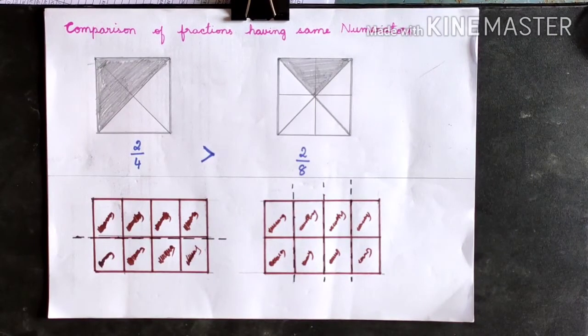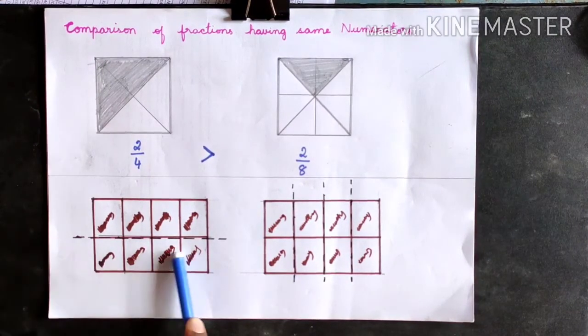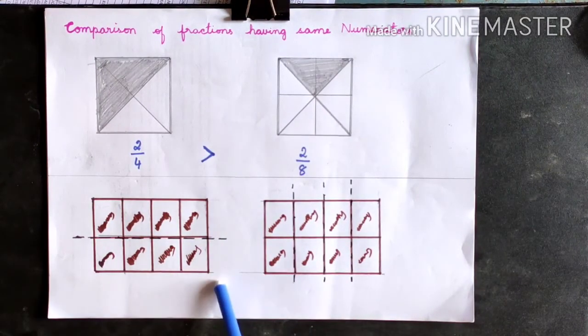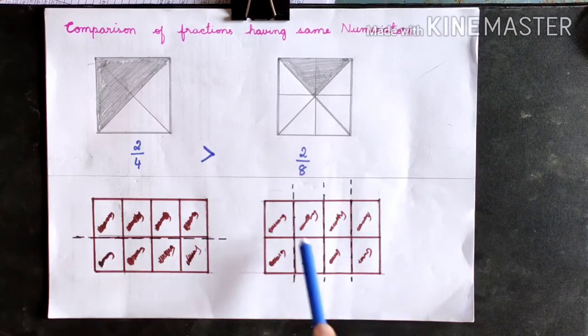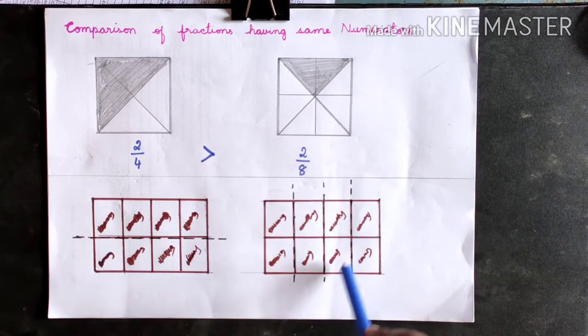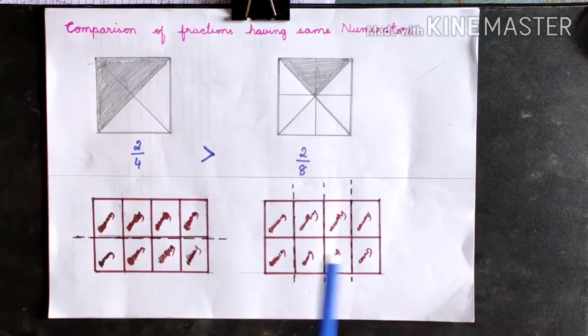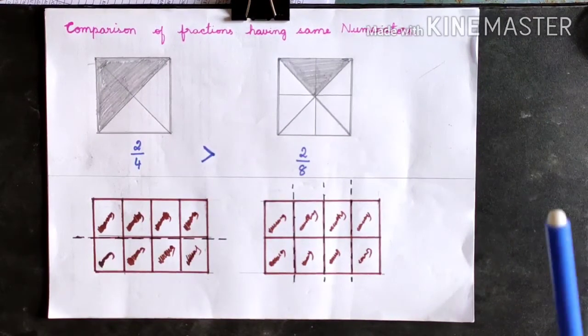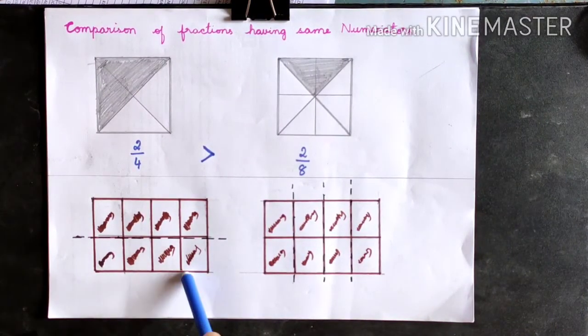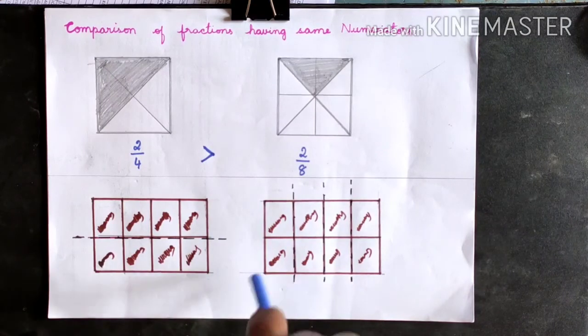You can see properly, this chocolate I have divided in 2 parts. One is up, one is down. This has been divided into 4 parts. 1, 2, 3 and 4. I am giving only one part of these chocolates. You have to tell me which chocolate you want. Which one part of the chocolate do you want? One part of this you want or one part of this you want?